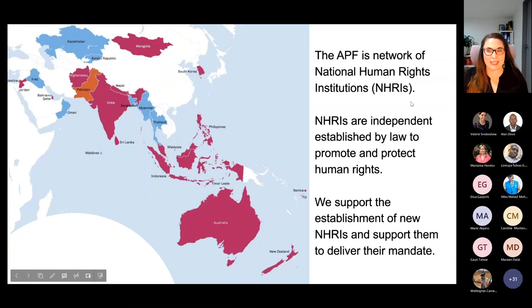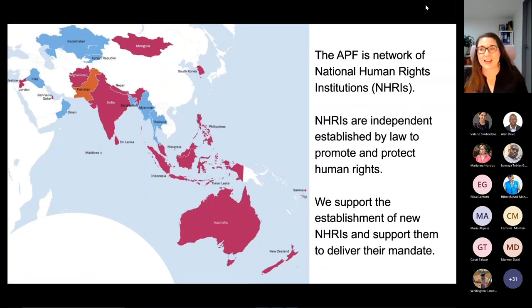So just quickly, before I get started, in case you've not heard of us before, the Asia-Pacific Forum of National Human Rights Institutions is a network of NHRIs from across the Asia-Pacific region. Now, as you can see from the map, we have a very, very broad definition of what the Asia-Pacific looks like. So we have members based in Palestine, Jordan, Mongolia, Korea, and all the way out to Samoa in the Pacific as well. So we have a very, very broad membership, but one thing that pulls us all together is our shared mandate.